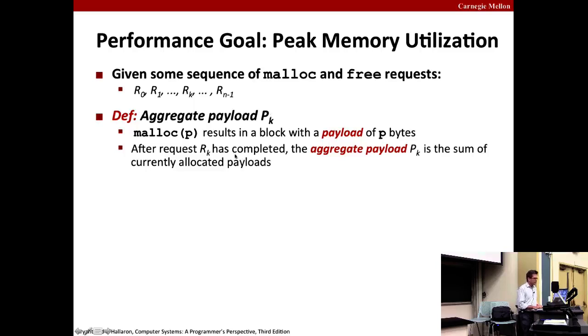After we've run a sequence of requests, the aggregate payload is the sum of all the payloads in the currently allocated blocks. In a perfect allocator, the aggregate payload would equal the total size of all the allocated blocks, because there'd be no overhead. Every block would be pure payload.